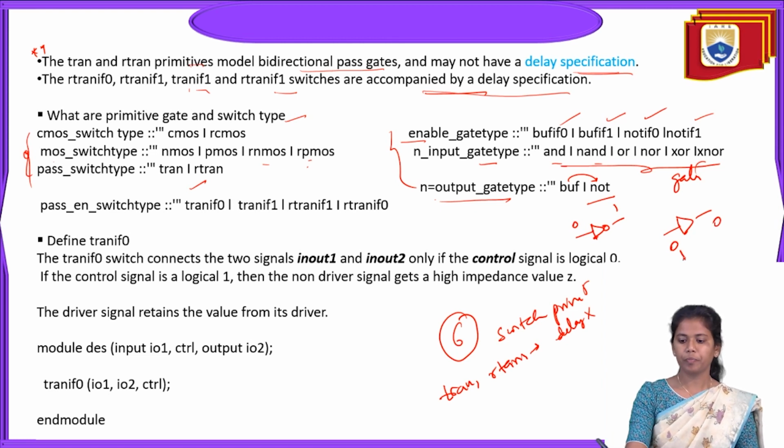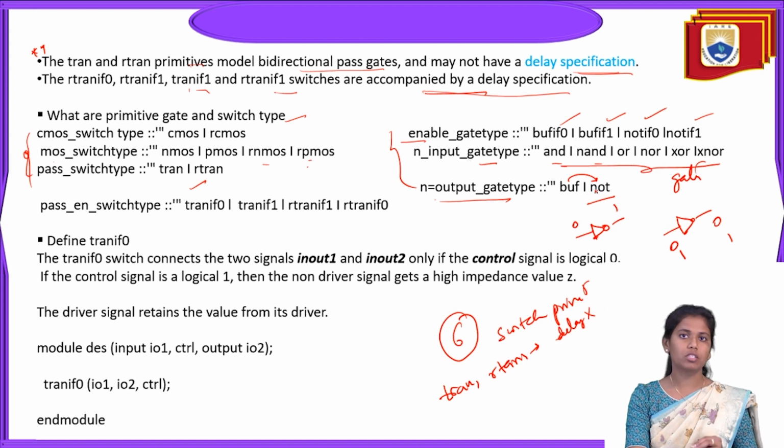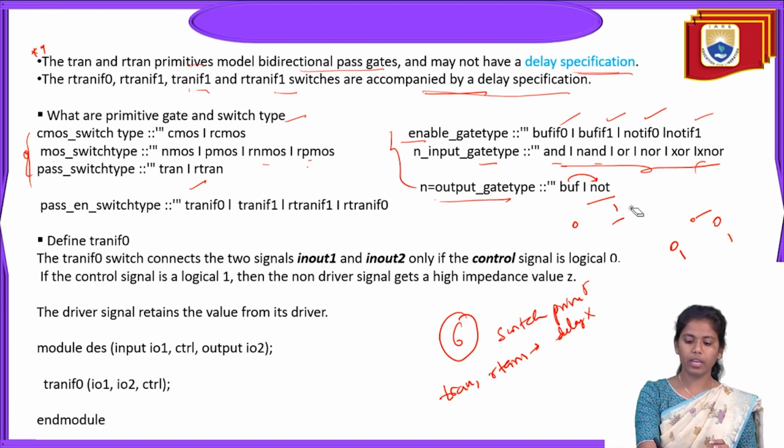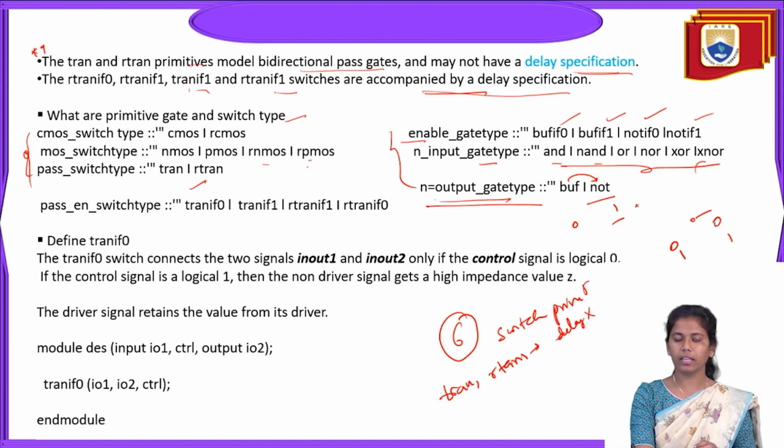When the input is 1, the output is observed as 1. So that is the difference between buff and not: they both indicate the same, but the mechanism, or the functioning, of the two different gates, not and buff, is a bit different. So here we say the n-input gates are buff and not.